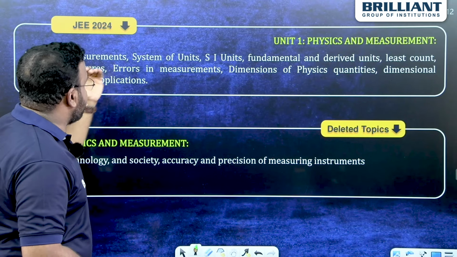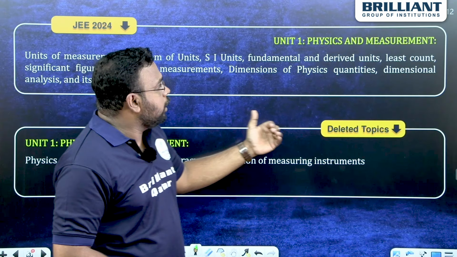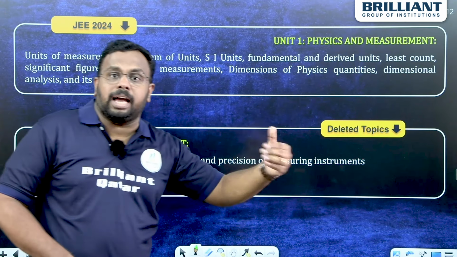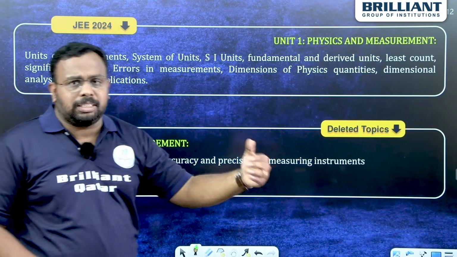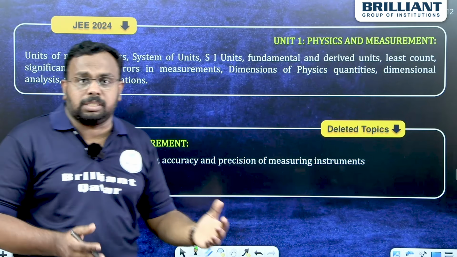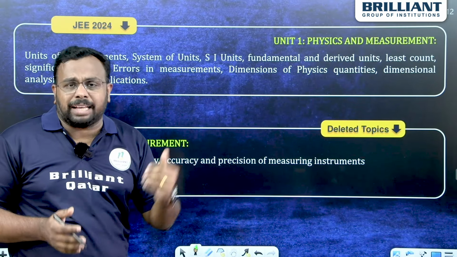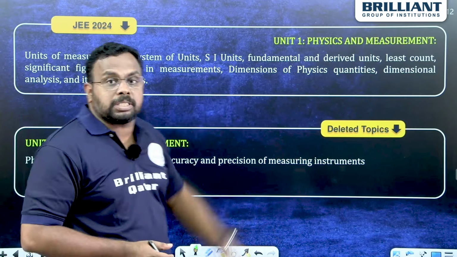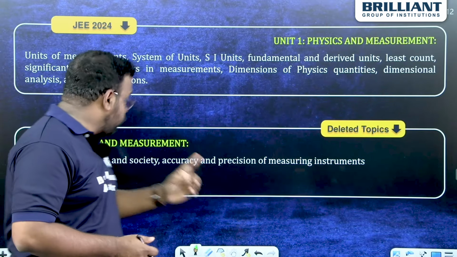But as usual, errors is there, SI units is there, fundamental and derived quantities are there, dimensional analysis is there. So you know that the number of questions normally they're asking from this unit is very less, 1 or 2 maximum. So these are the updated topics from the first chapter.